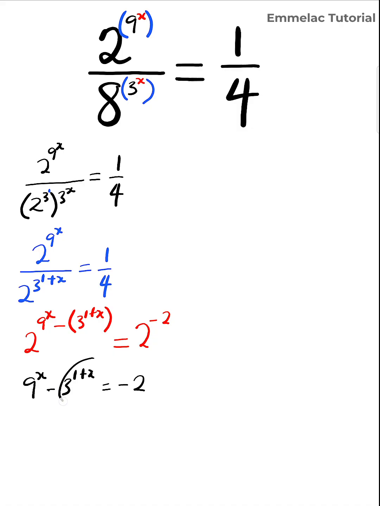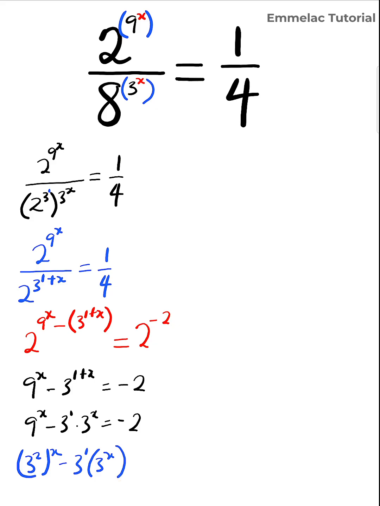Now I have here, let me simplify this, which gives us 9 raised to x then minus 3 raised to 1 then times 3 raised to x, all equals to what? Negative 2. Now I can reduce 9 to a base of 3, giving me 3 raised to 2, all raised to x, then minus 3 raised to 1 times 3 raised to x, equals negative 2.